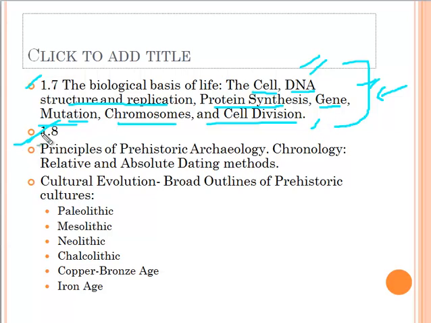Then coming to chapter 1.8, the principles of prehistoric archaeology and chronology, relative and absolute dating methods. So here, there are fixed dating methods, how they are done, and what their relevance is, that you will learn here. There are 4-5 relative methods and 4-5 absolute dating methods. Some dating methods are based on radiology, some on some other concept, so everything is conceptual here. First you need to understand the different concepts, then you just need to mug it up.